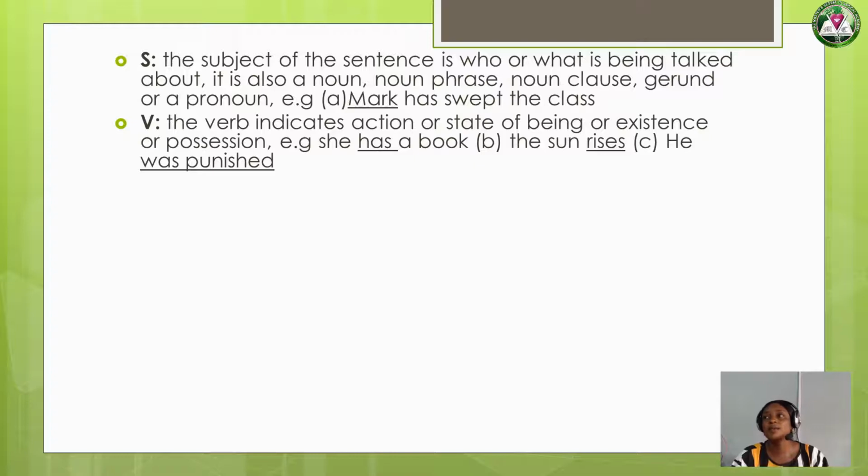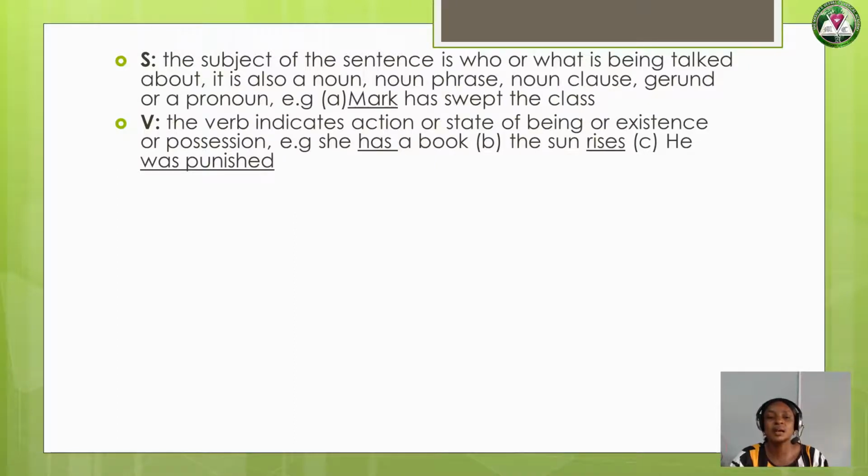We have the lexical or main verbs. We have the helping or auxiliary verbs. We have finite and non-finite verbs. We have different kinds of verbs. Remember we treated that, I think, in first term, second term. So if you go back to your notes, you will understand what I'm talking about.